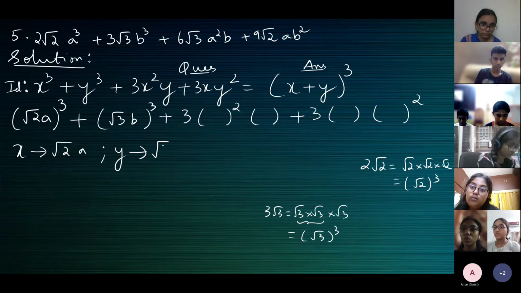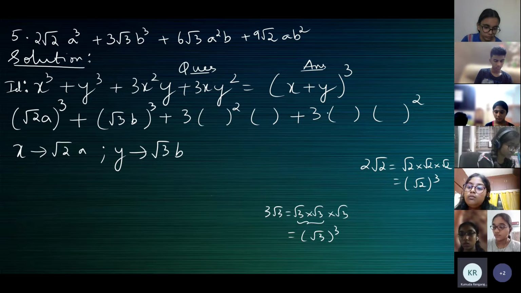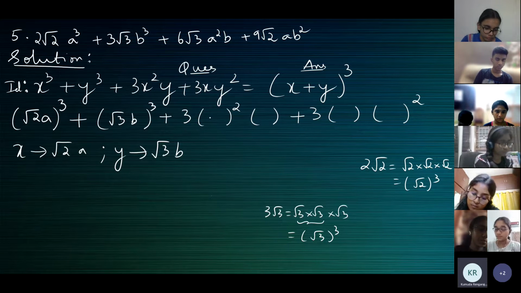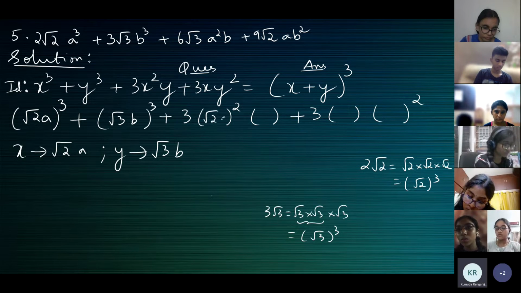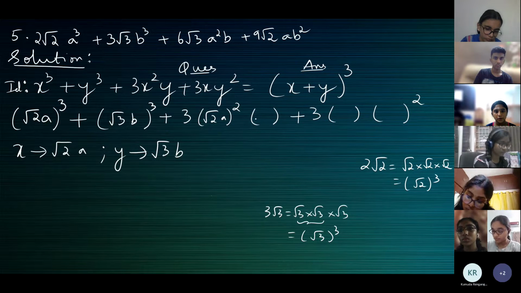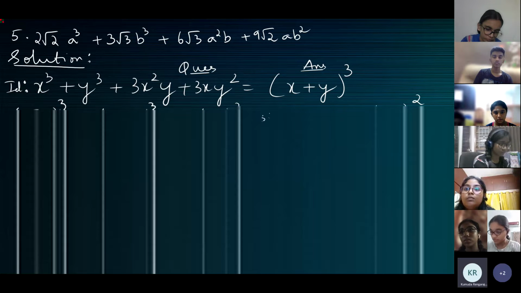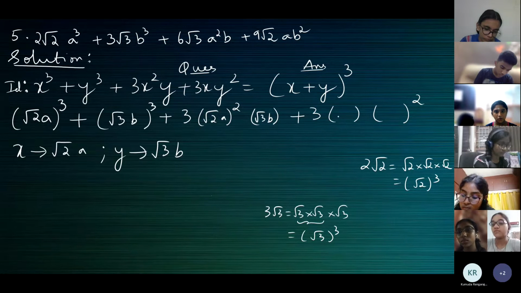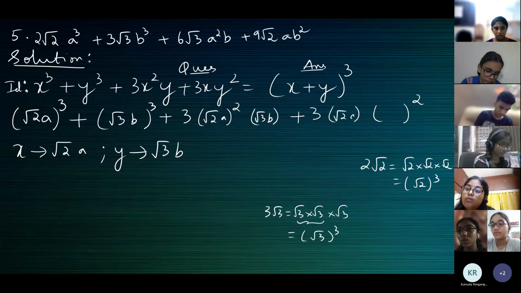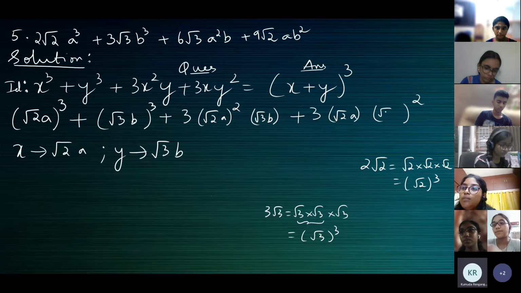Y is root 3b. Now fill the remaining brackets. 3x square y. What should I write here? Root 2a, I should write only root 2a, since x square is here. X square y, I must write here. What is y? Root 3b. And what should I write here? 3xy square. Root 2a. And here? Root 3b, root 3b.